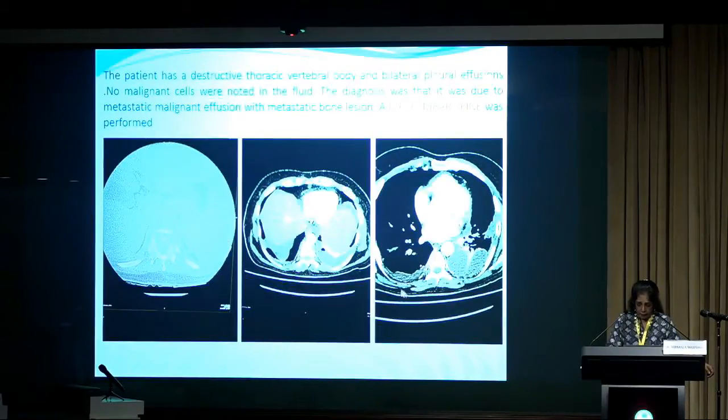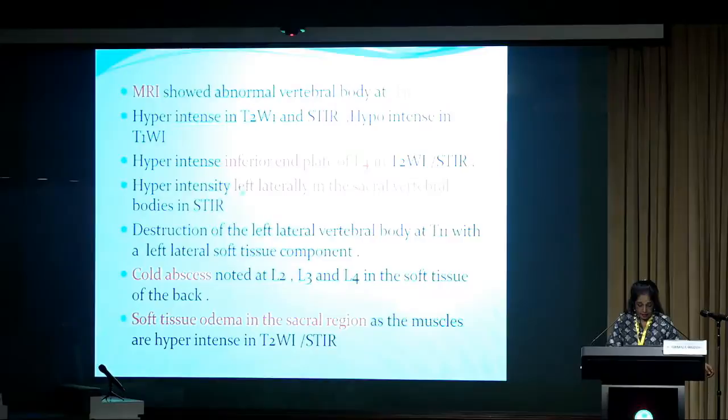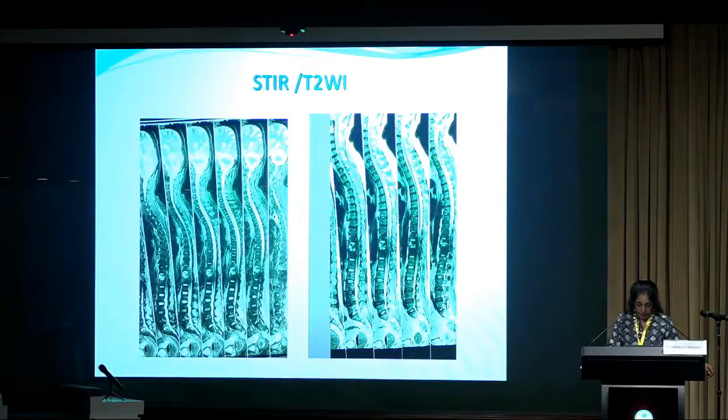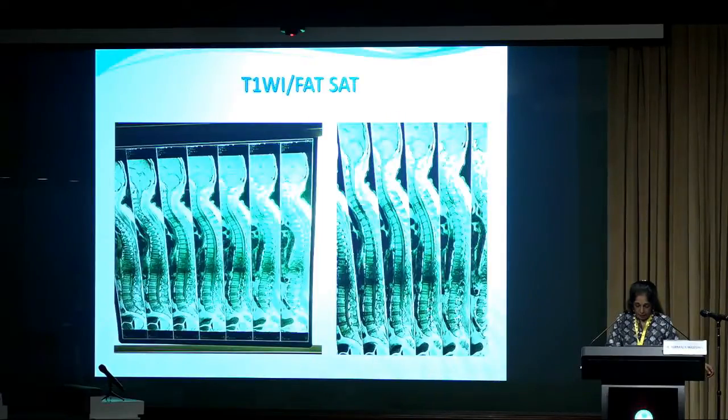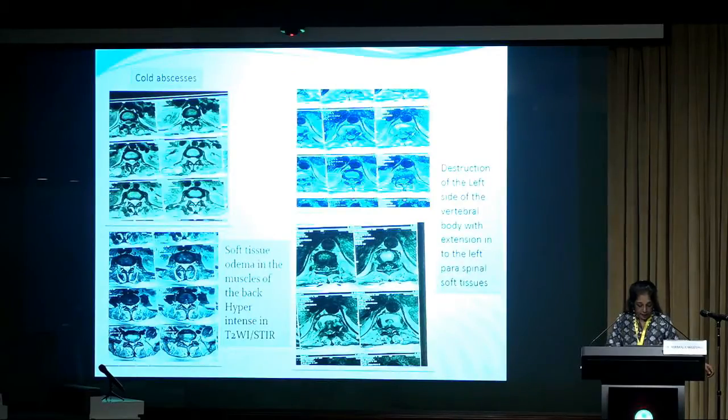In the pleural effusion, the aspirate didn't show any malignant cells, and there was this destructive vertebral body, and they really thought that this was due to metastasis. But because he was complaining of a backache, they did an MRI, and the MRI showed this abnormal vertebral body at T11 level with a paraspinal soft tissue component, and there was involvement of the vertebral bodies at L3, L4 and L5, and there were cold abscesses.